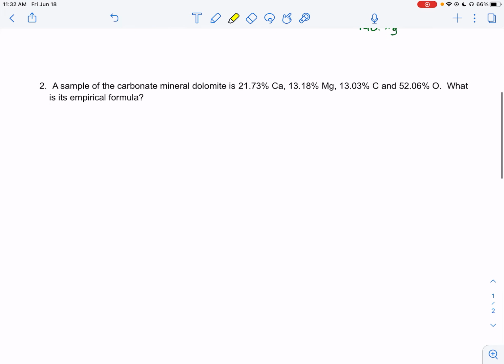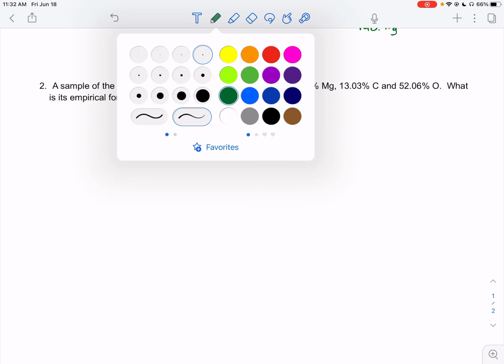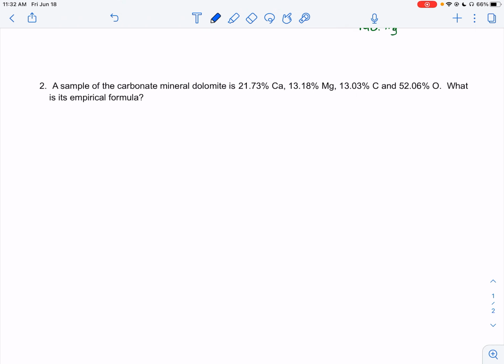In part 2, we're going to go the other way. So in the second question, we were given a sample of the mineral dolomite, and we were told the mass percentages of calcium, magnesium, carbon, and oxygen. What is the empirical formula? All right. So in this case, whenever you're given the mass percentages, the easiest way is to start off and say, let's assume we have 100 grams of our sample.